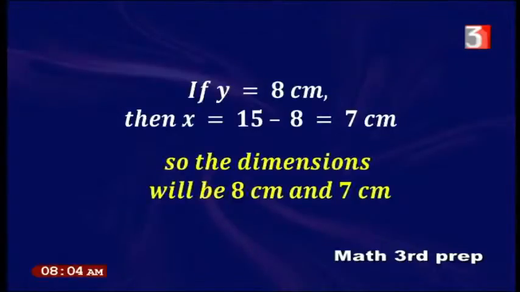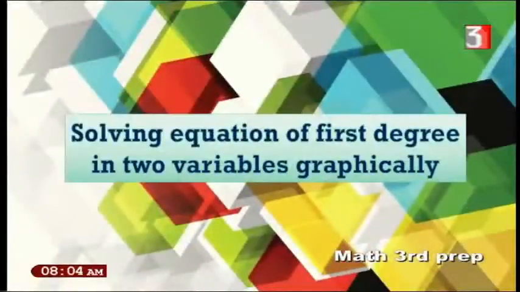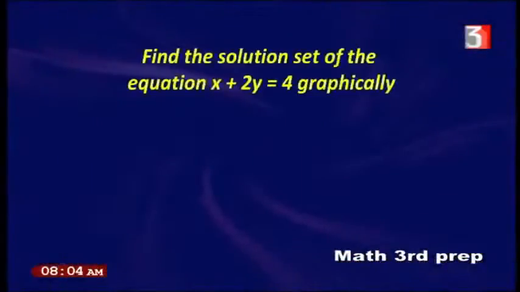How many possible values for x and the equivalent values of y can you obtain? Infinite number of solutions. So in this case, we can say that there are infinite number of solutions for the value of x and the value of y to obtain a perimeter of 30. Then, how to solve an equation of the first degree in two variables graphically? Let us have the first example. Find the solution set of the equation x plus 2y equals 4 graphically.